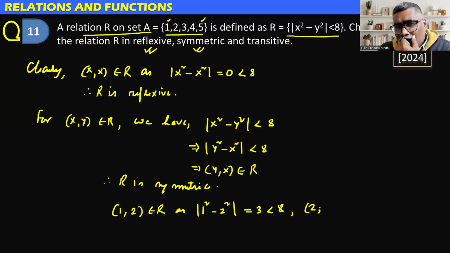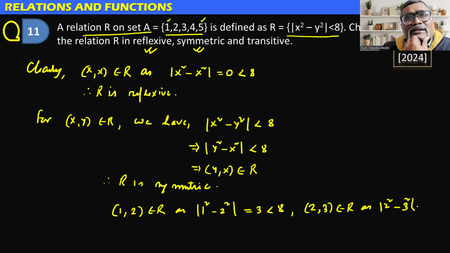Let me try to keep a gap of this. 4 if I write, it will not be 3, will be doing, I think, yes. So this will be here as 2 square minus 3 square. That is 4 minus 9, 5. Of course, modulus is there. So this is very much less than 8.